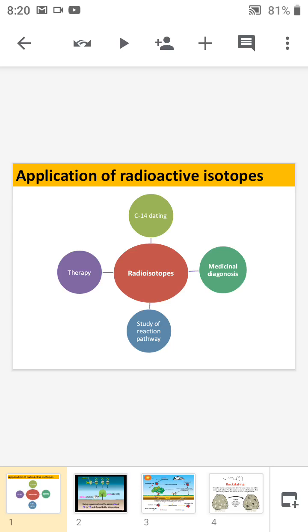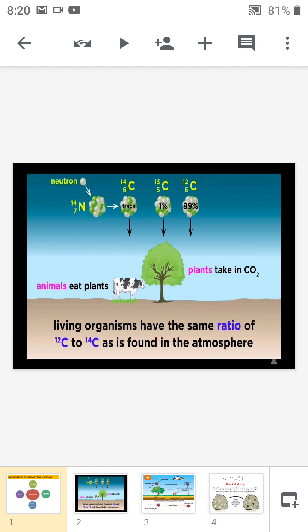It is used for various applications like C14 dating, and it is used for determining the age of a rock and archaeological sample. It is also used in medicinal diagnosis and therapeutic purposes, and in the study of chemical reaction pathways. These are the major applications of the radioactive isotope. Now we are moving into carbon-14, C14 dating, or radiocarbon dating.